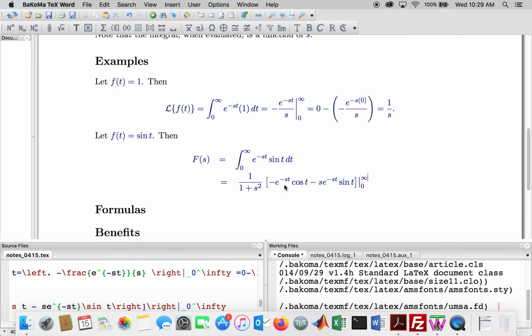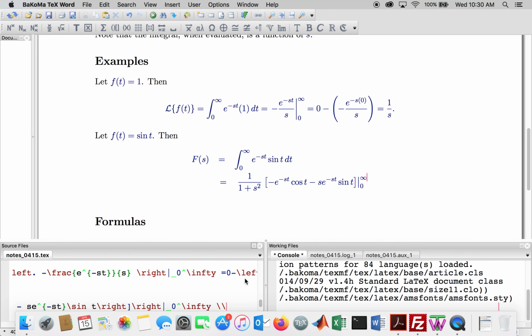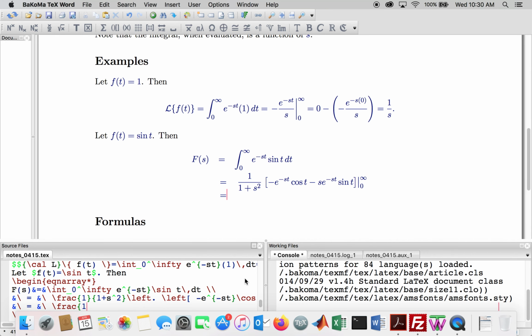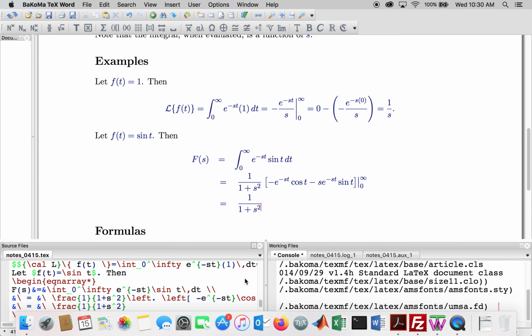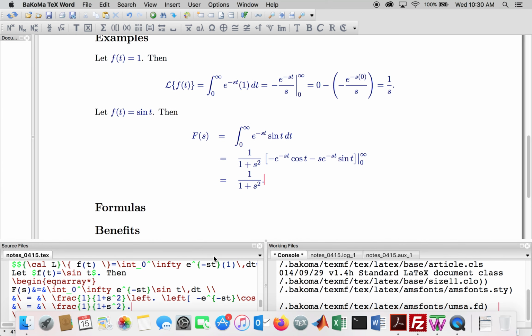So what happens when you plug in the limits? When you plug in t equals infinity, or let t go to infinity, then everything here would go to 0. Then you would subtract from this the result from plugging in t equals 0. Well, this part would be 0 because sine 0 is 0. Cosine of 0 is 1. And the exponential would be 1 when t is equal to 0. So what's left is just 1 over 1 plus s squared. So that's the Laplace transform of sine.